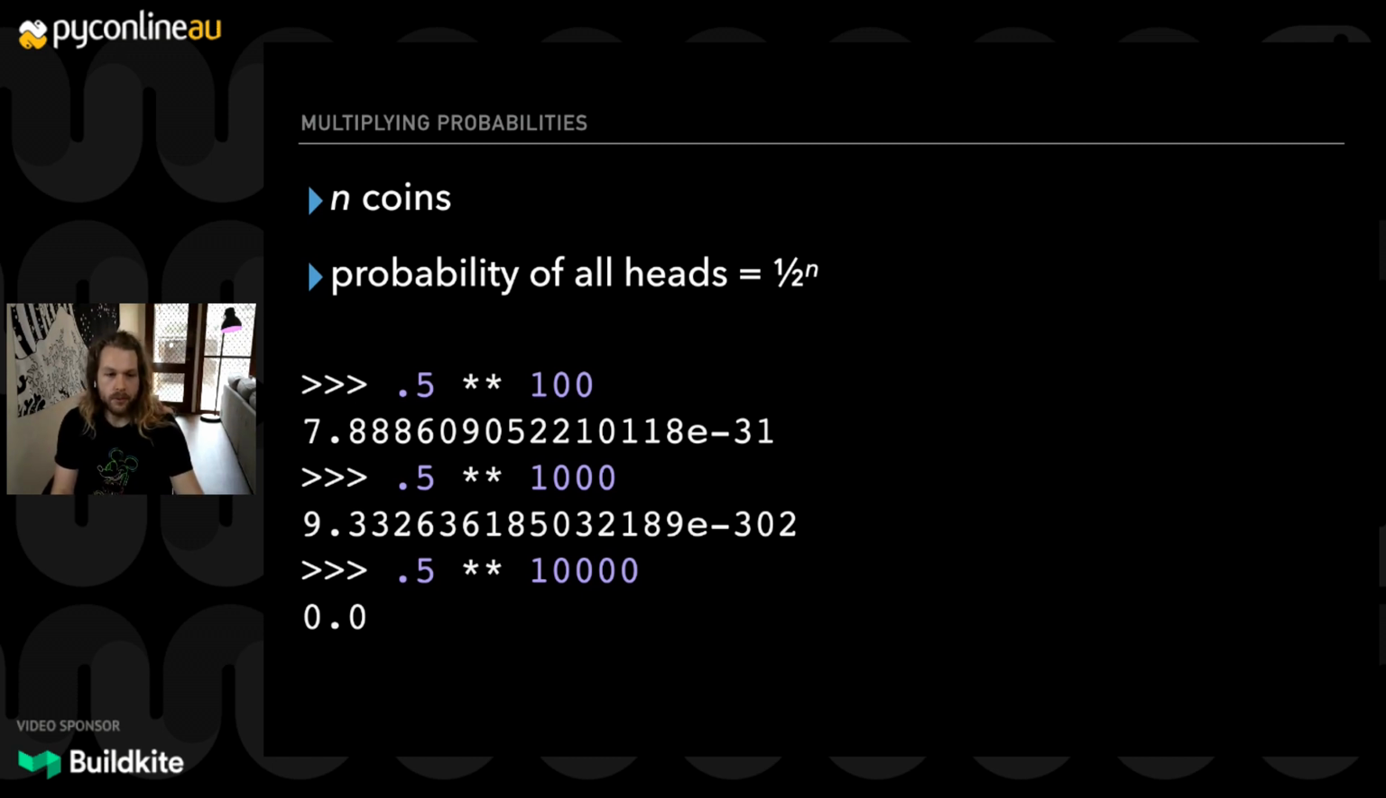So we see here that for big values of n, if we try to calculate this, this is very prone to underflow errors, so rounding to 0. Half to the power of 100 is fine. Half to the power of 1,000, that's also fine. Half to the power of 10,000 is too small to be represented as a floating point number. So it just gets rounded down to 0.